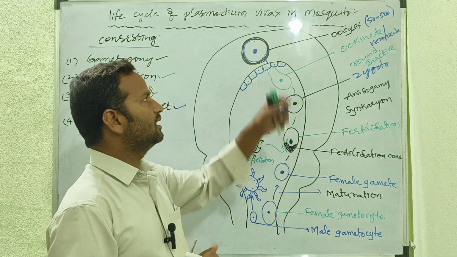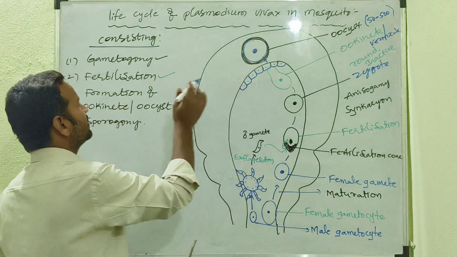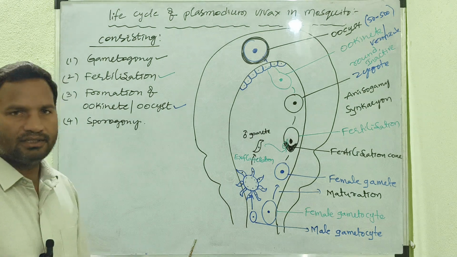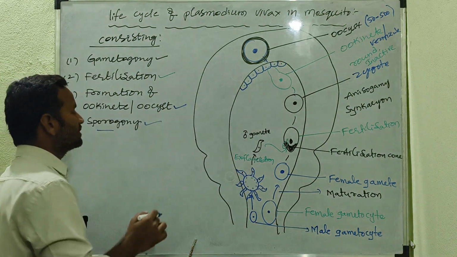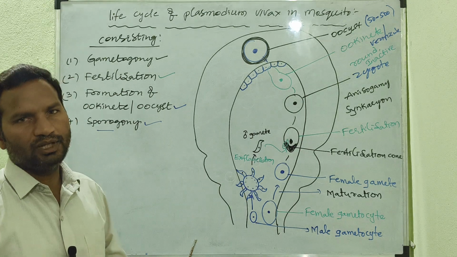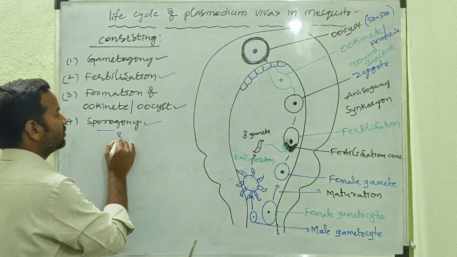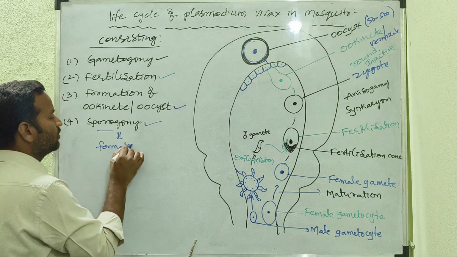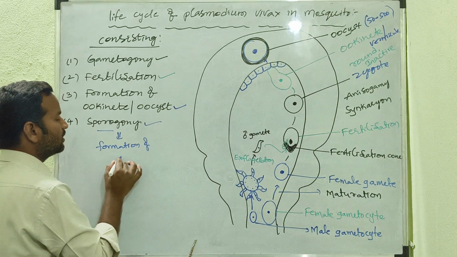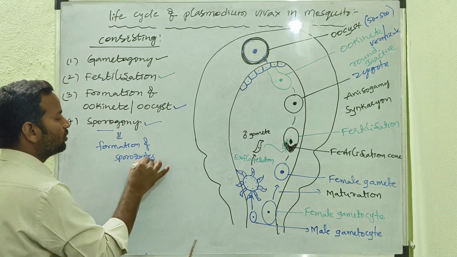Yes, this is actually about the formation of ookinete and oocyst. That's it. Now, let us discuss the last stage, which is called sporogony. You know very well about sporogony. Sporogony means nothing but the formation of sporozoites.